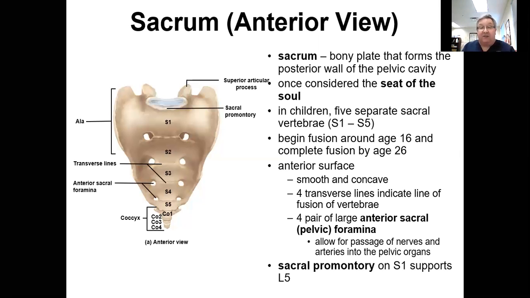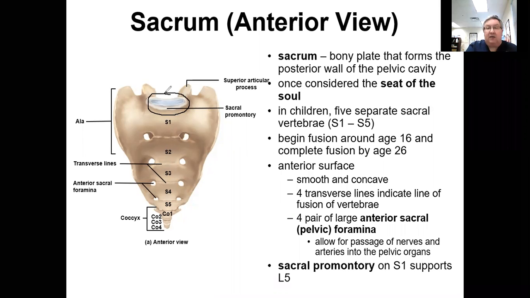All right, so for the sacrum, you're going to need to know for the competence, for the practical, what the sacrum looks like. As you can see in this picture, the bone will look just like that. All you'll have to tell me is it's the sacrum. I'm going to need you to know the top of the sacrum. This area right here is known as the sacral promontory.